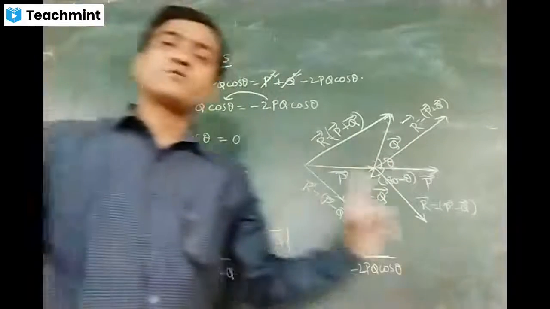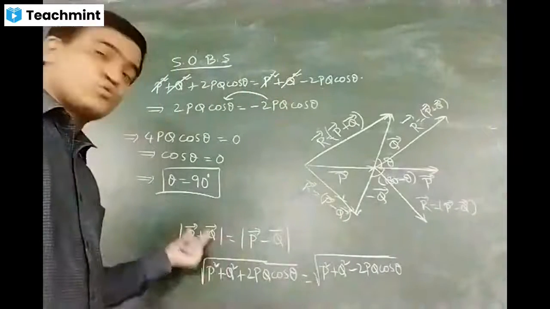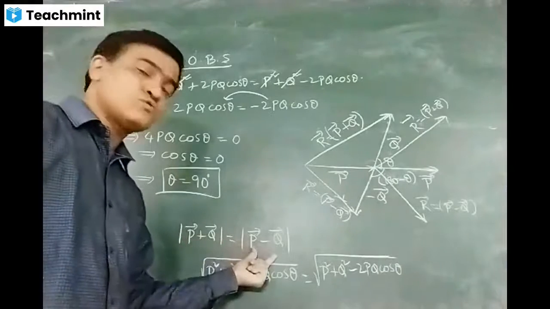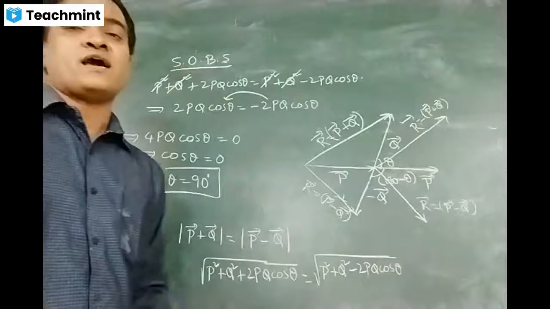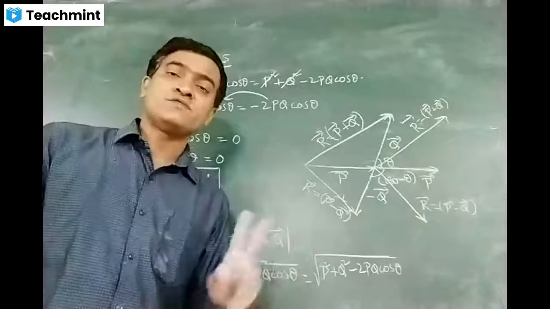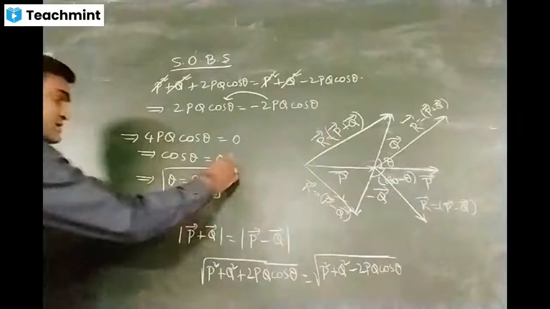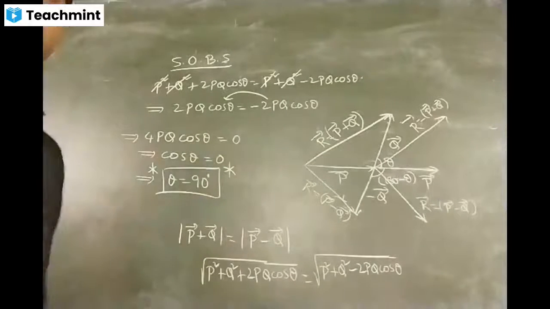Very, very important problem. Whenever the magnitude of the sum of two vectors is equal to the magnitude of the difference of the two vectors, then if I ask you the angle between those two vectors, the answer should be 90 degrees.